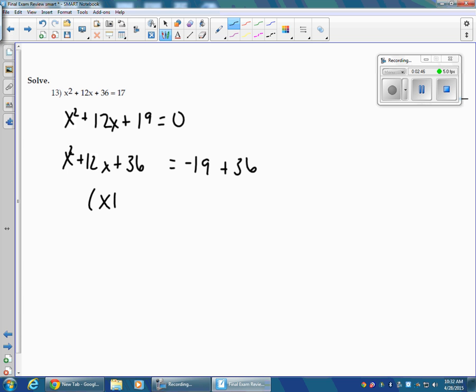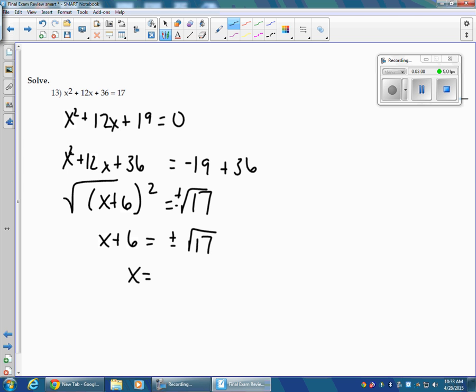So this side's a perfect square, x plus 6 squared. If I factored it, it'd be x plus 6 times x plus 6. That gives me x squared plus 12x plus 36. And on this side, I get 17. So now I take the square root of both sides, remembering that there's a positive and a negative. So on this side, I just get x plus 6. On this side, I get plus and minus the square root of 17. And then I subtract 6. So negative 6 plus and minus the square root of 17 would be my answer.